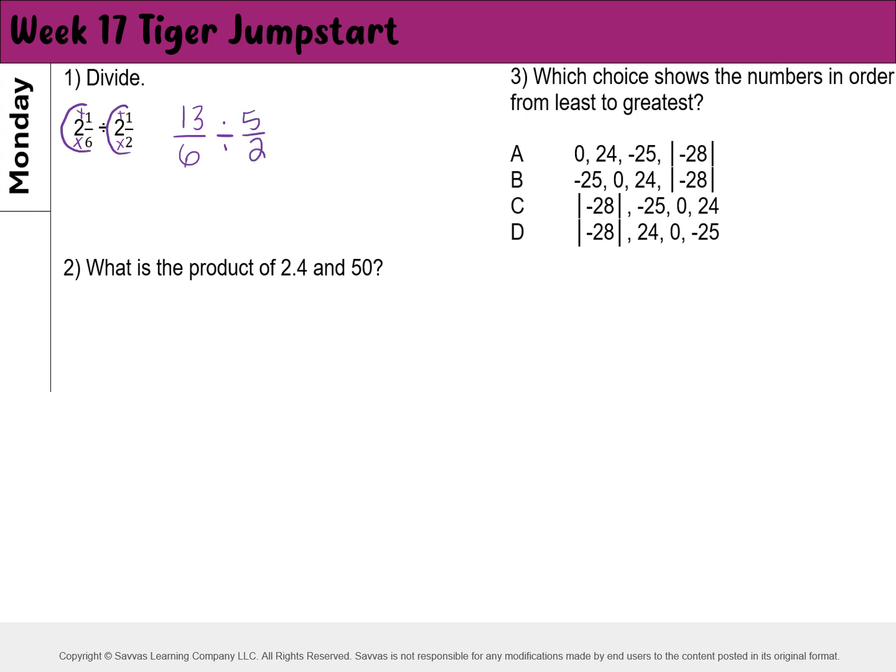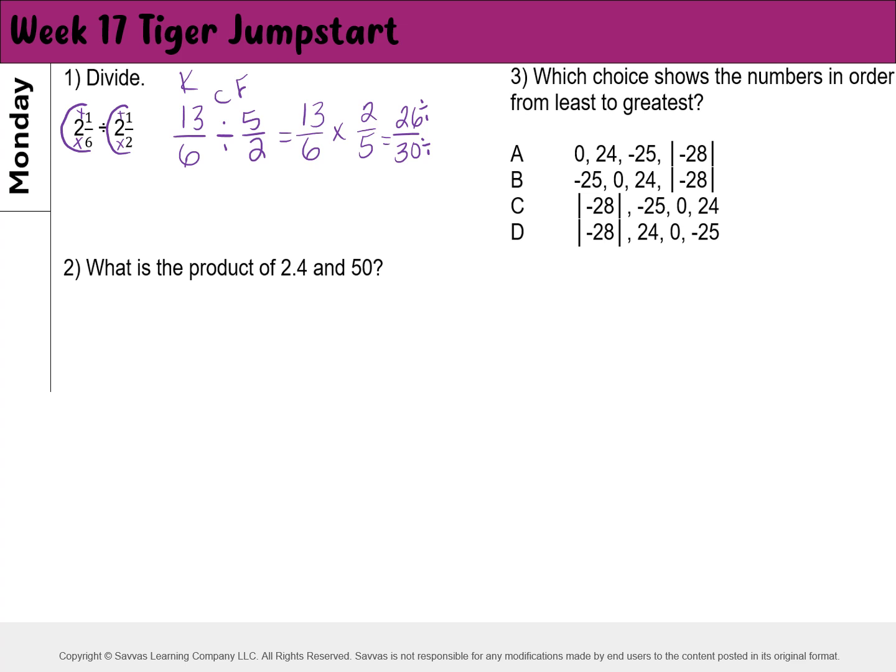From here, we follow keep, change, flip. Remember, a big word for flip would be reciprocal. So you have 13 over 6 times 2 over 5. 13 times 2 is 26. 6 times 5 is 30. If you go a step further, you can simplify. And what can you take from both?